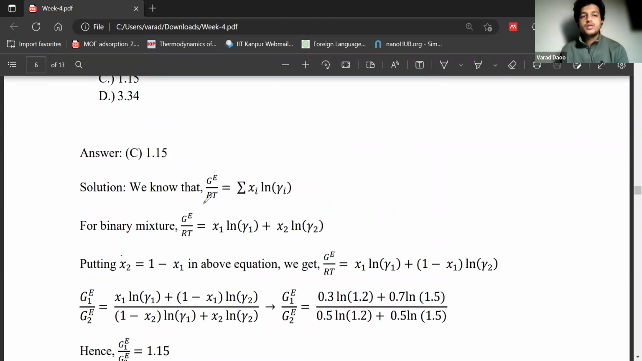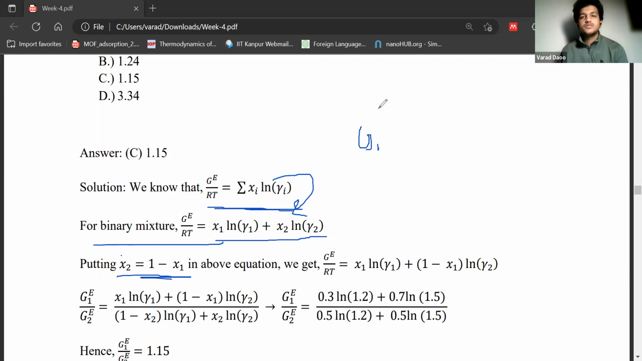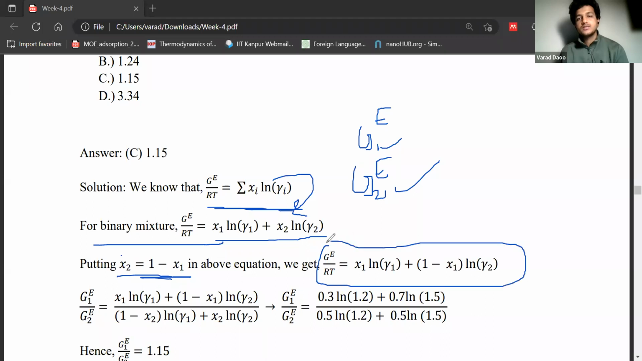What we know is that G by RT is equal to the summation of xi ln gamma i. For a binary mixture, we expand this and get x1 ln gamma 1 plus x2 ln gamma 2. We put x2 equal to 1 minus x1, because we have G1 E bar and G2 E bar for component 1 and component 2 as well. That is why we are putting it, right? We get G E bar equal to this.